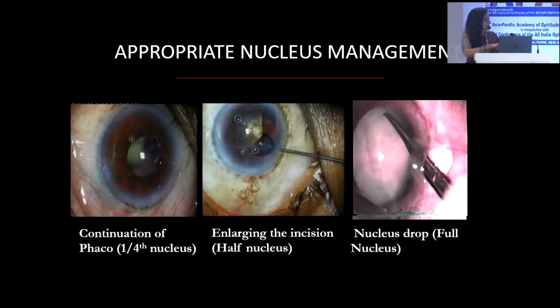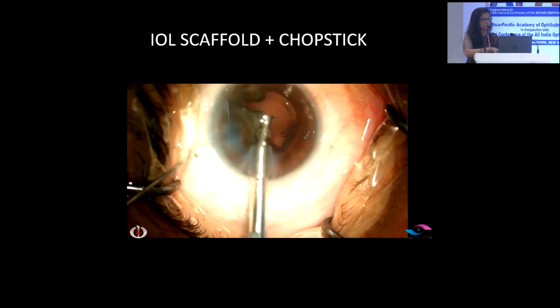Nuclear management: if you have a very small piece of nucleus, you can continue the phaco after putting in a dispersive viscoelastic. If there is a larger chunk of the nucleus, then you would have to enlarge the incision and manually remove it. And if there's a nucleus drop, of course, you'll have to refer the patient.